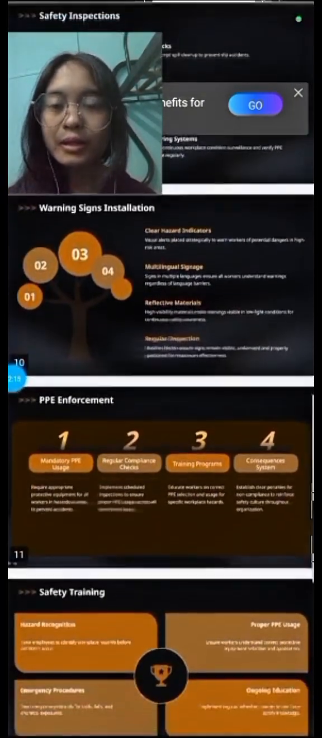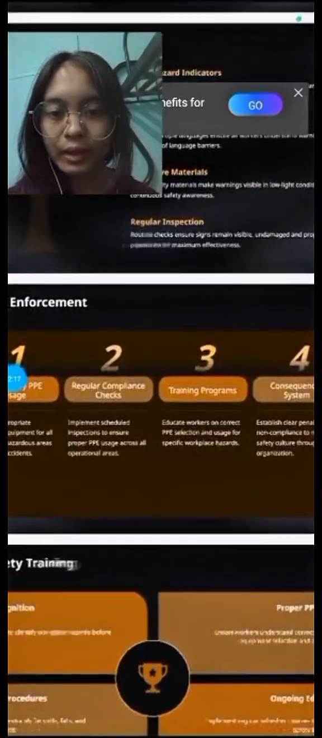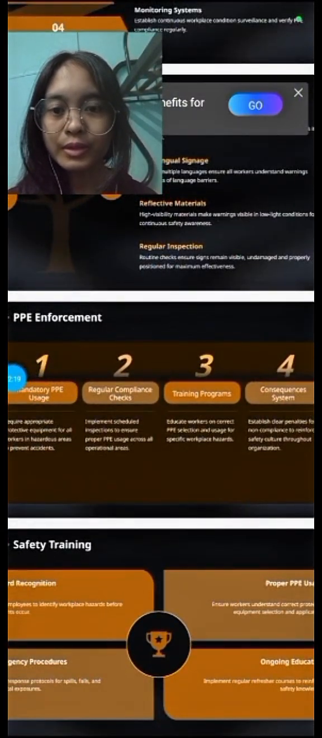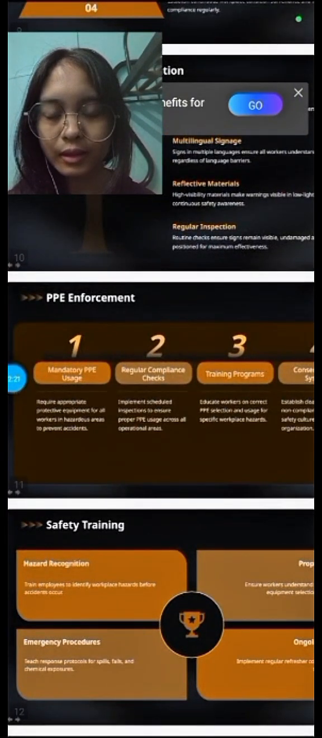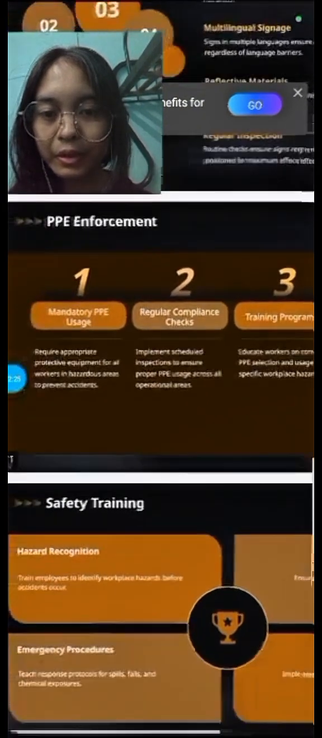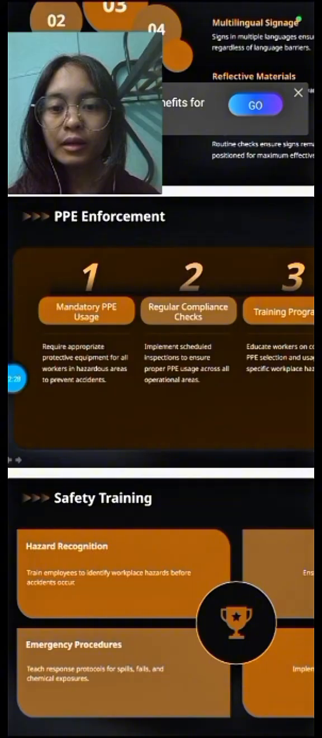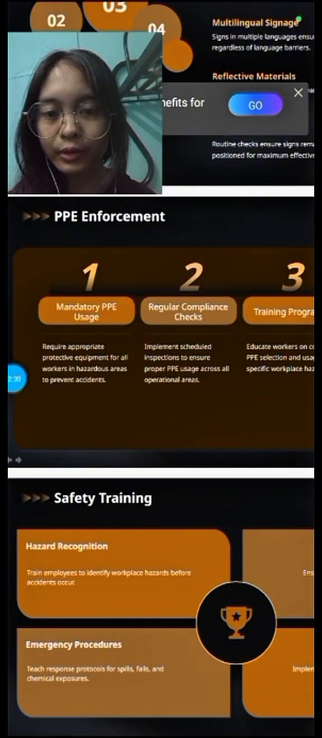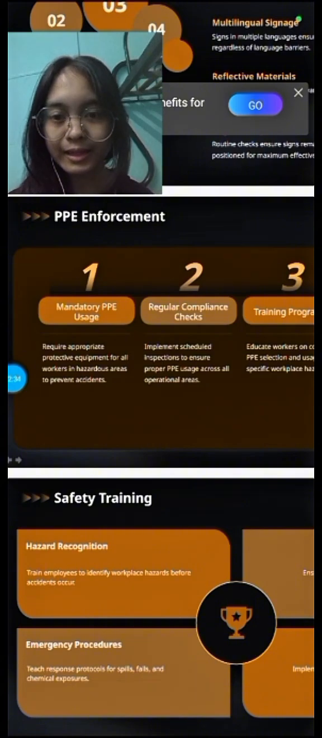For PPE enforcement, there are 4 steps. The first step is mandatory PPE use, which requires appropriate protective equipment for all workers in hazardous areas to prevent accidents.